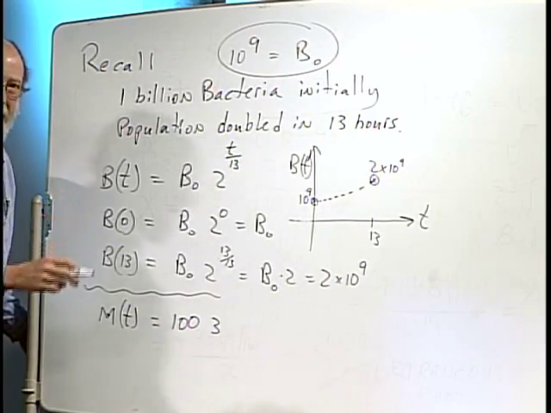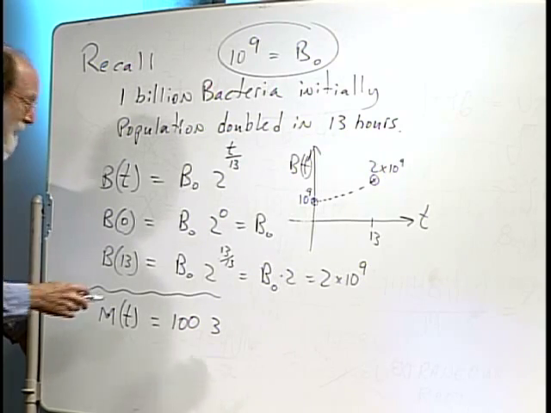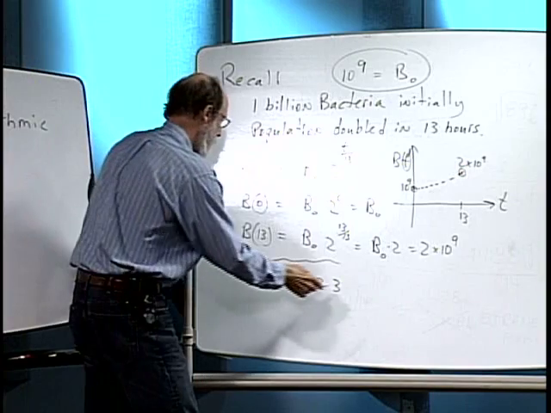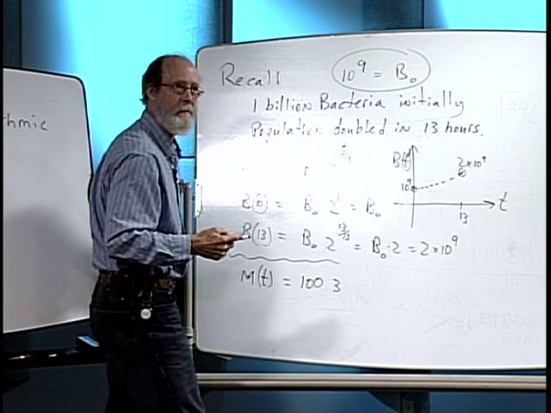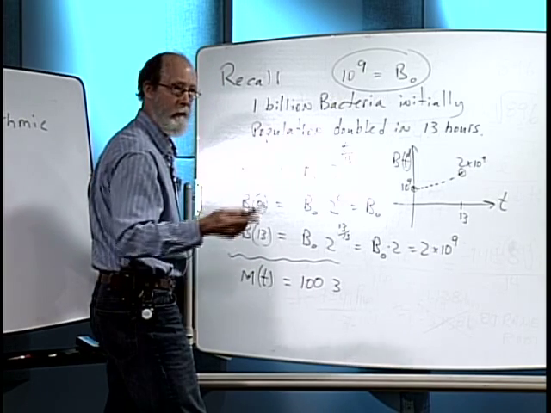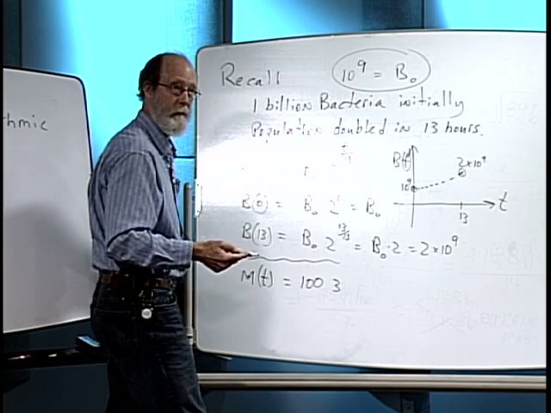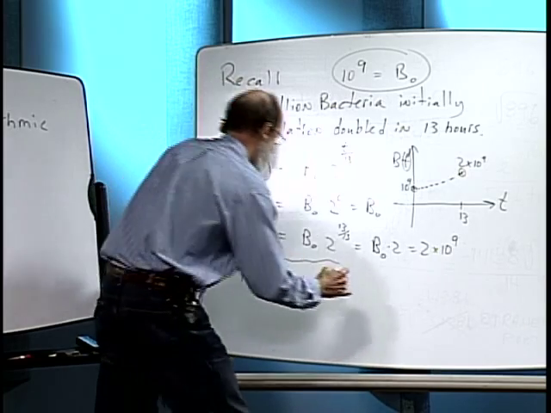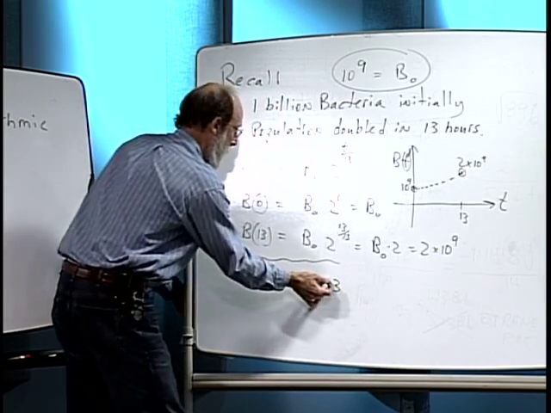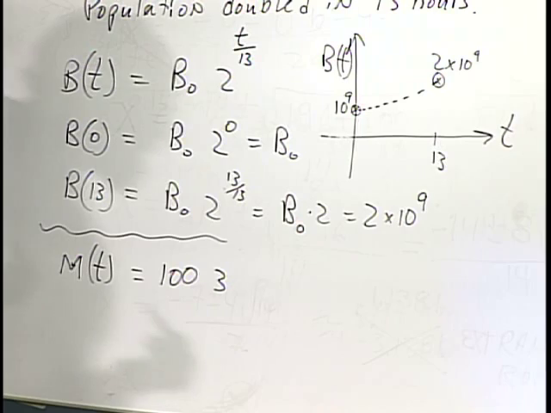Let's not use 6 hours. Let's say, that would be kind of nice. Let's say it triples in 6 years. So let's say it triples in 6 years. So what exponent would you put on 3 to build the model?